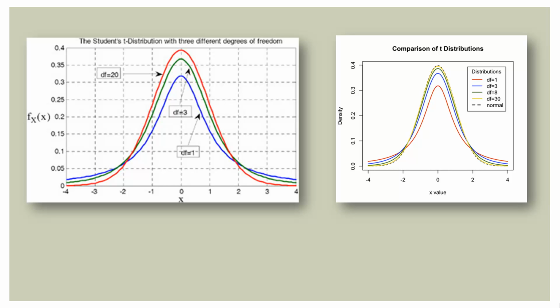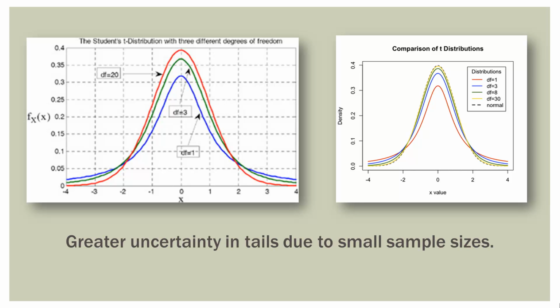They're really only different when the sample size is below 30 and even lower than that. As the sample size increases, they converge and become basically indistinguishable. So, there is greater uncertainty in the tails due to small sample sizes. Okay, because remember, when the tails are kicked up, that means there's more probability in the tails. If we're more certain, we're going to have more probability in towards the middle, in towards the mean. Okay?